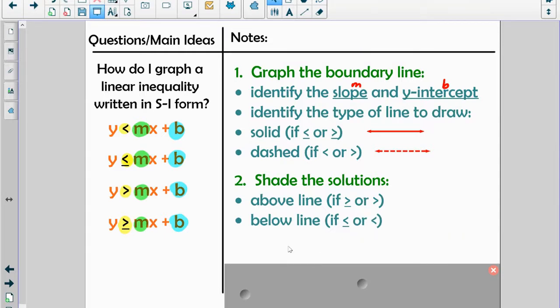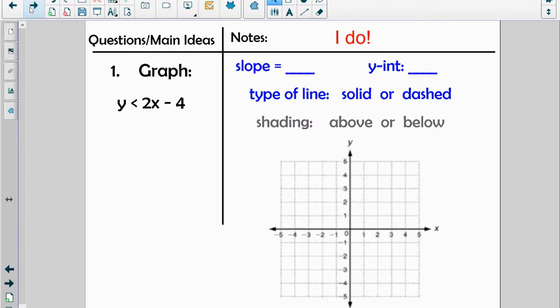So we graph the boundary line, making sure it's in the correct location with the y-intercept and the slope. Then we also make sure it's the right type, whether it's solid or dashed. And then we have to make sure that we shade the half plane correctly that has the solutions on it. So let's do an example together. In this example, we are going to graph the inequality written on our left-hand side there. y is less than 2x minus 4.